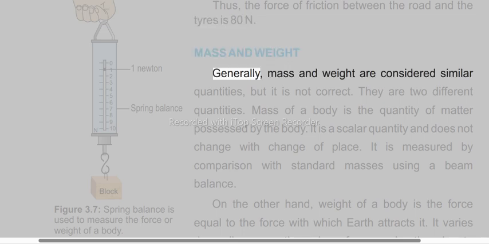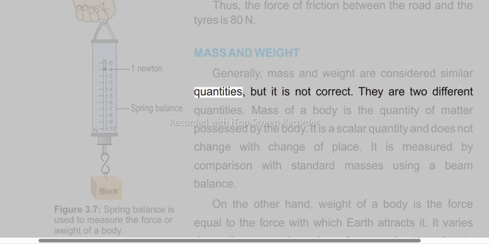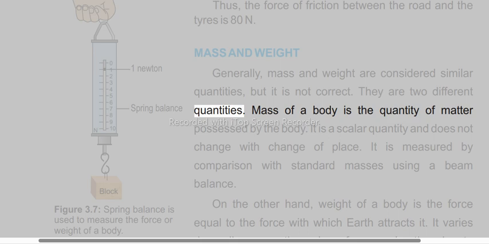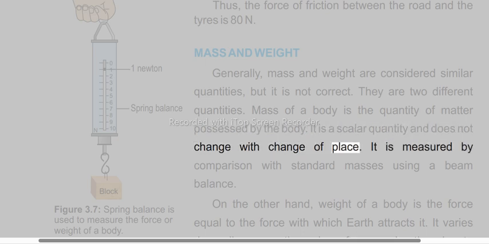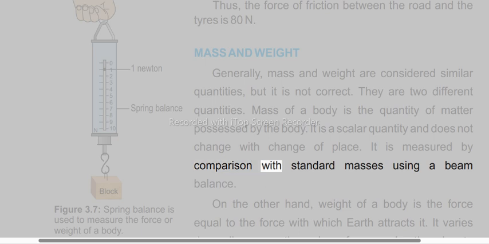Mass and weight. Generally, mass and weight are considered similar quantities, but it is not correct. They are two different quantities. Mass of a body is the quantity of matter possessed by the body. It is a scalar quantity and does not change with change of place. It is measured by comparison with standard masses using a beam balance.